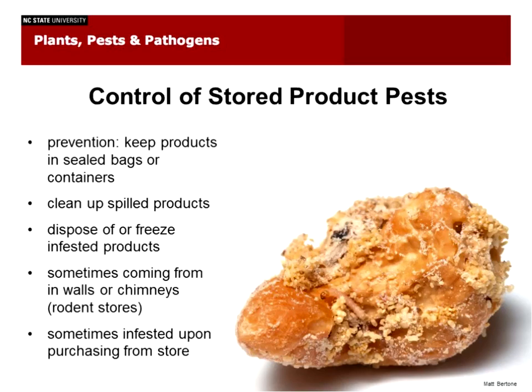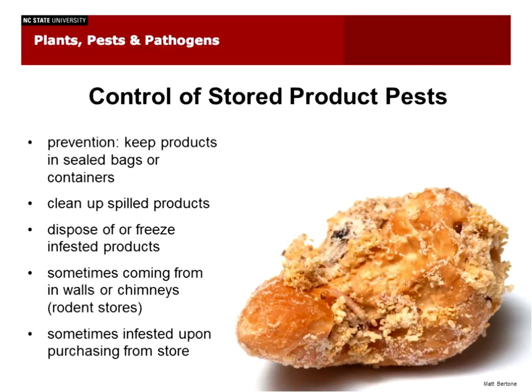Okay, so the last thing, then, about them is just control of stored product pests. Now, typically, we don't spray or do anything for these stored product pests. The best things are, first, prevention. Keep the products in sealed bags or containers. This prevents access to the products by the adults, which go lay eggs there. Here's a cashew, for instance, that's been covered in silk and frass, and here's a small Indian meal moth larva.